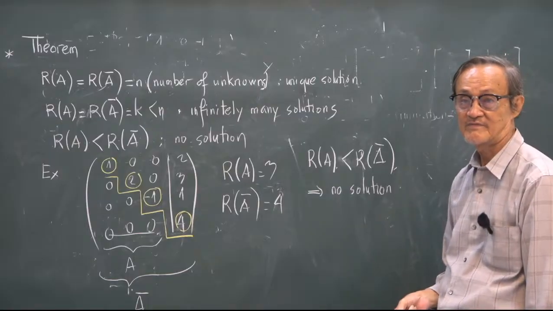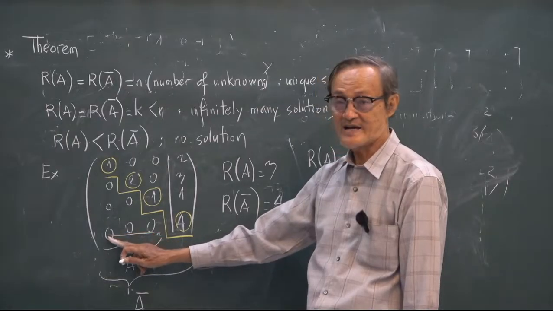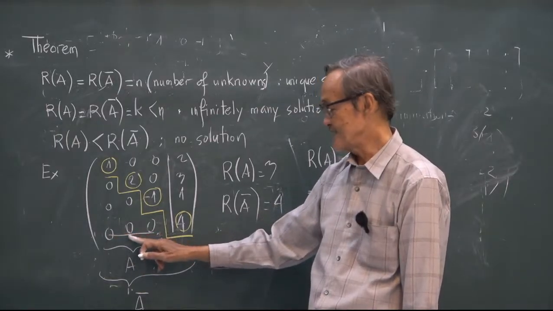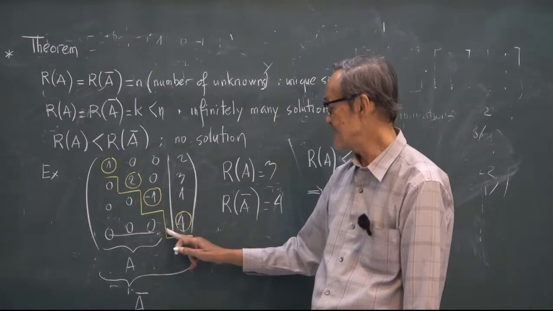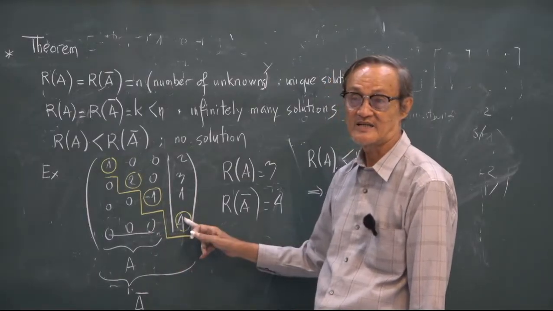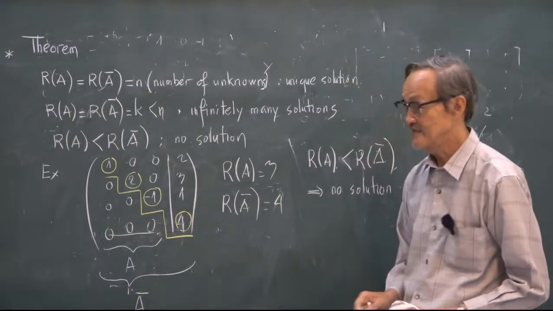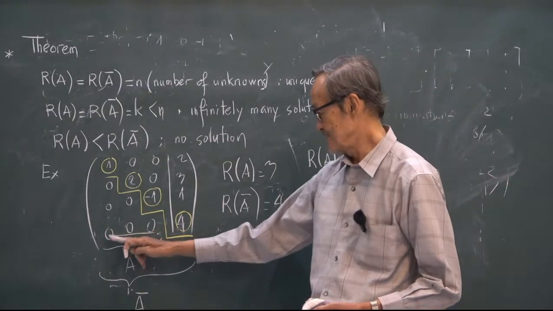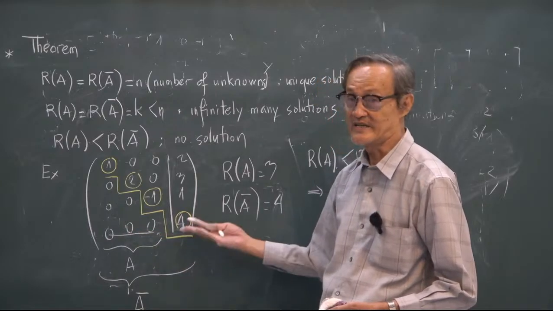Okay, you can see 0x plus 0y plus 0z is 4. Incorrect. Okay, 0x, 0y, 0z is 4. Incorrect.